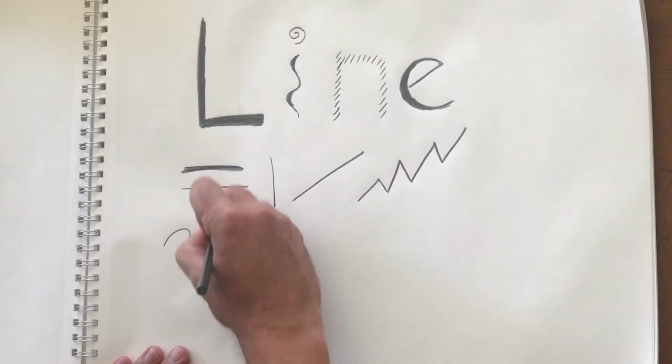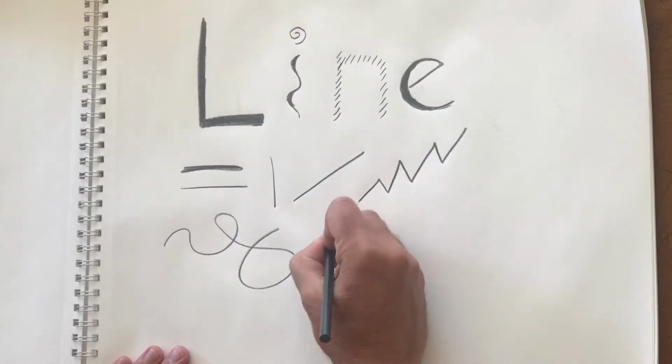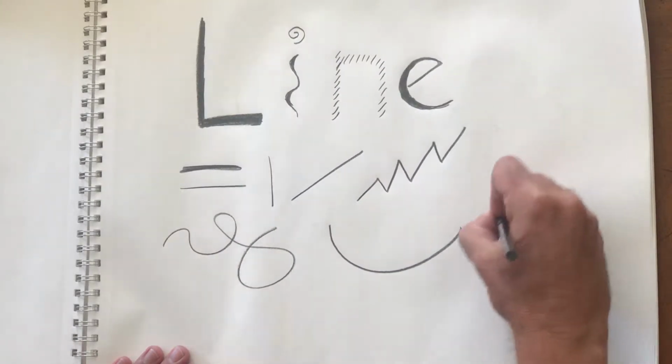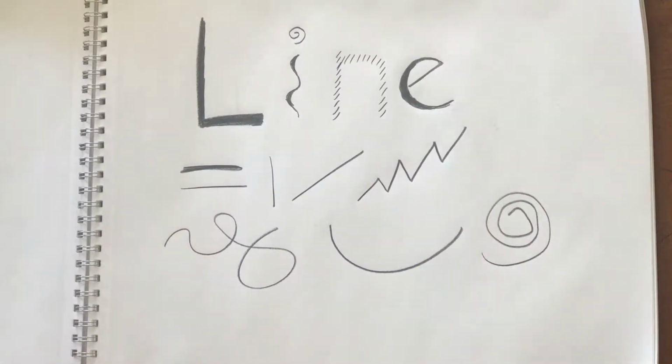curly, curved, and spiral. Lines can be contour lines. They can be the outside edge of your subject that you're drawing.